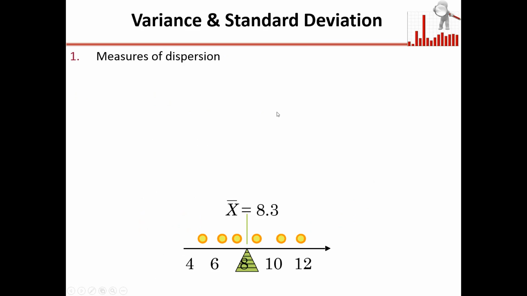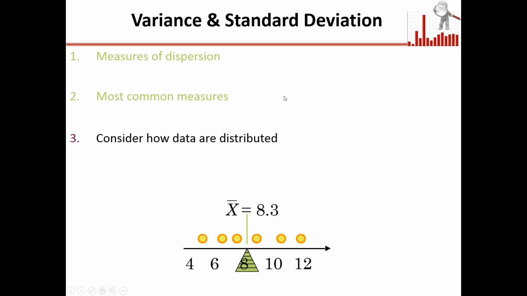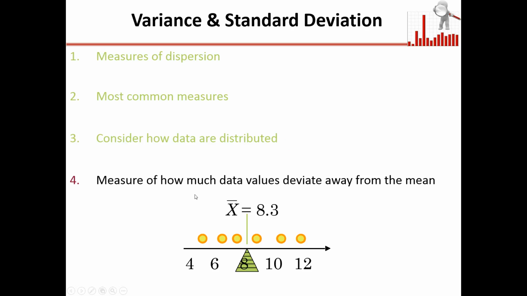So standard deviation and variance are very, very useful, particularly the standard deviation. This is a measure of spread. It's a very common measure of spread, and this will give us some clue about how the data is distributed. This is exactly a measure of how much the data on average deviate from the mean.